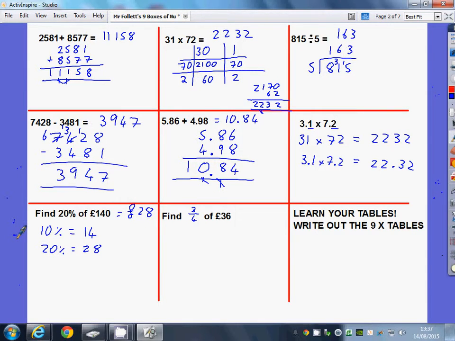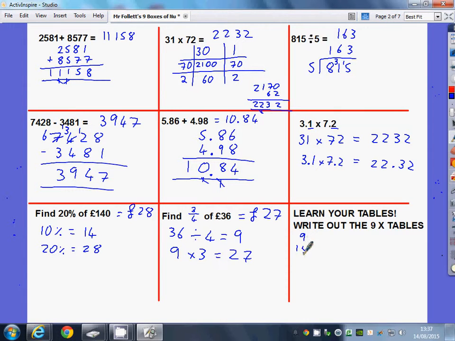Find 3/4 of 36. To find a fraction of an amount, don't forget we divide by the bottom and then we times by the top. So we do 36 divided by the bottom. 36 divided by 4 is 9. Times by the top, 9 times 3 is 27. So it's £27.